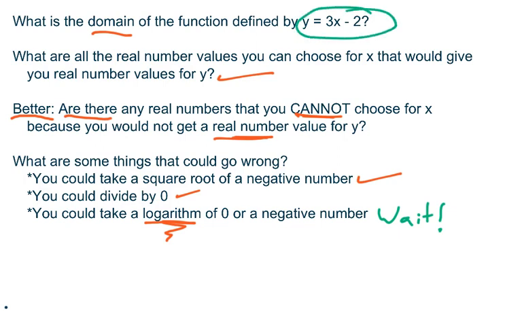What real number values can you plug in for x that would give you real number values for y? Is there any choice of x that would, for example, make you take the square root of a negative number? No, there aren't, because there's no square roots. Is there any value of x that would make you divide by 0? There's no division in there. And logarithms, well, we don't even know what that is yet, but we don't have any of those. What that means is it looks like you can pretty much pick any value of x you want.